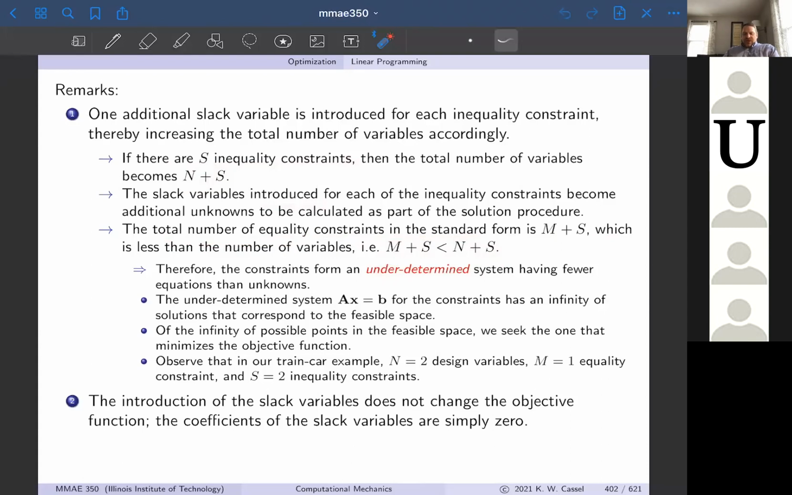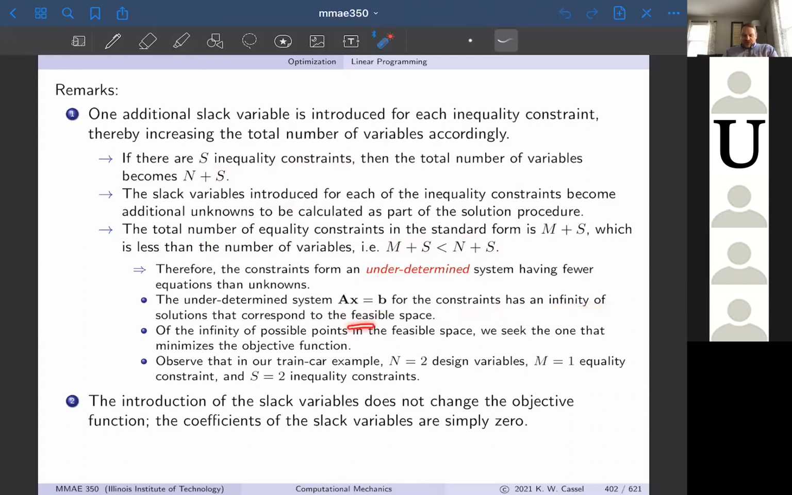So we need to get away from that thinking of, well, I always want a unique solution. I always need to have the same number of variables and equations. That's not the case in many of these optimization problems in particular. So we have our underdetermined system AX equals B. It includes the constraints. There are an infinity of possible solutions.